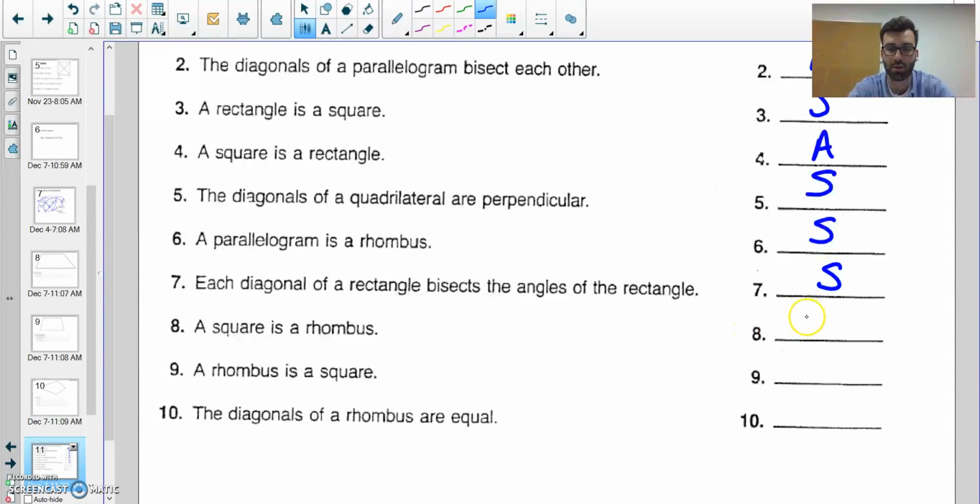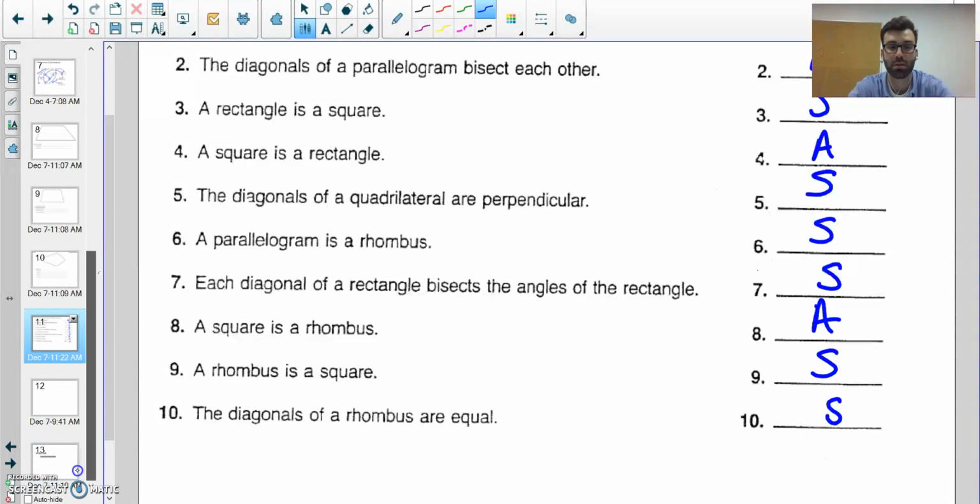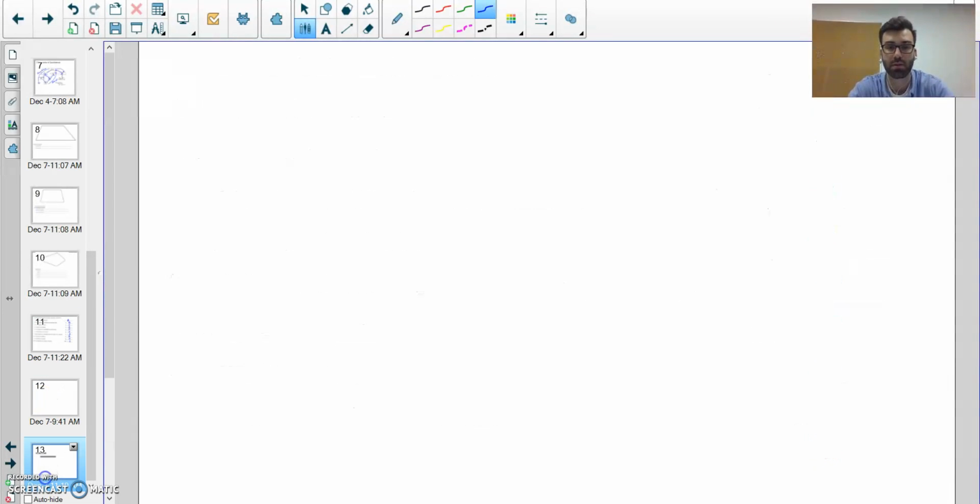A square is a rhombus. A square is a super shape, always. A rhombus is a square, sometimes. The diagonals of a rhombus are equal. When that rhombus is a square, that's true. But if it's just a regular rhombus, okay, that's going to be a sometimes.